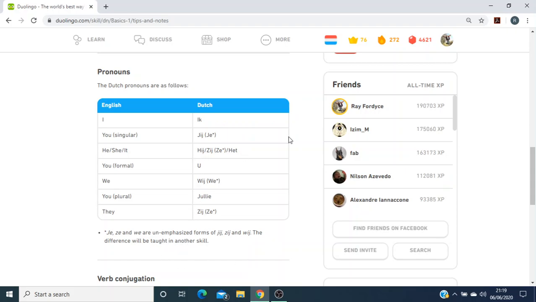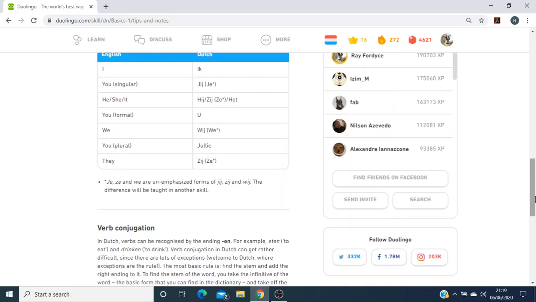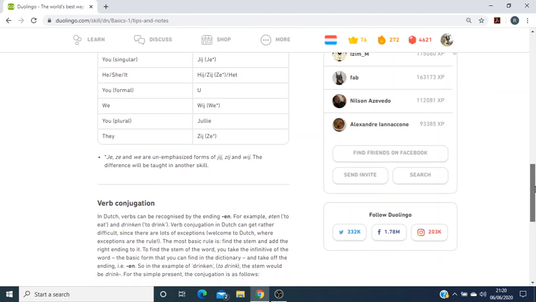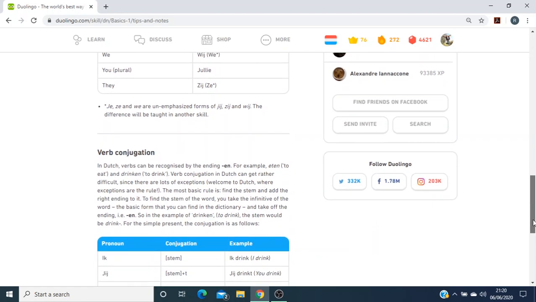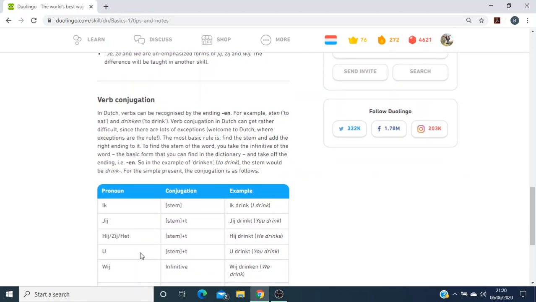So just a little head start on that. The je, ze, and we are just more unemphasized forms of these pronouns. So if you just want to say like we did this, then you use we. But in conversation, I think you can use either one, and you'll be understood. So now we're going to jump into verb conjugation. So you're getting quite a lot for your first tips and notes.